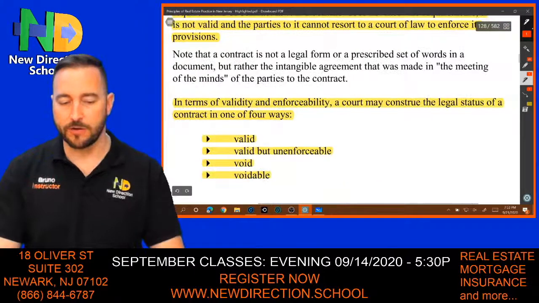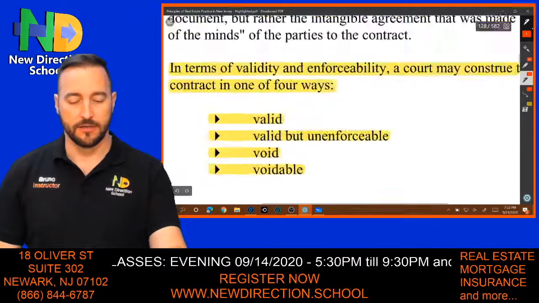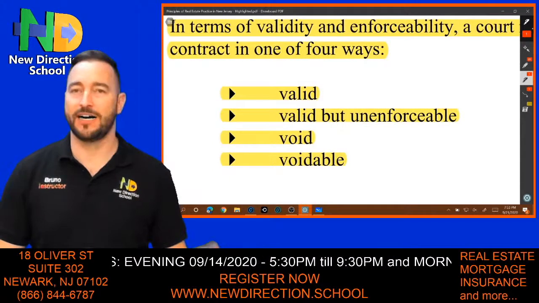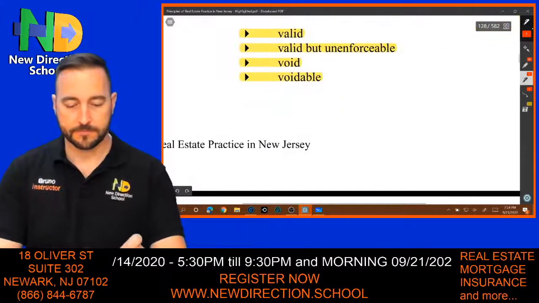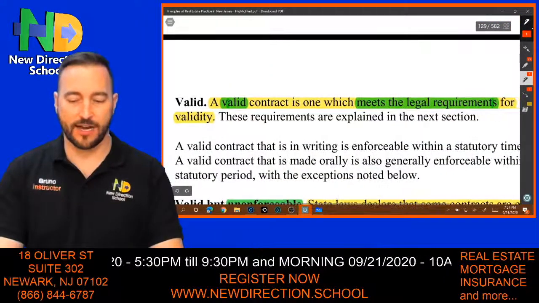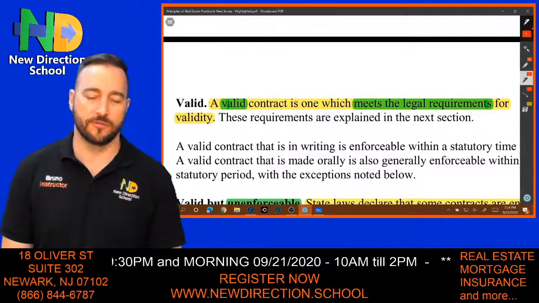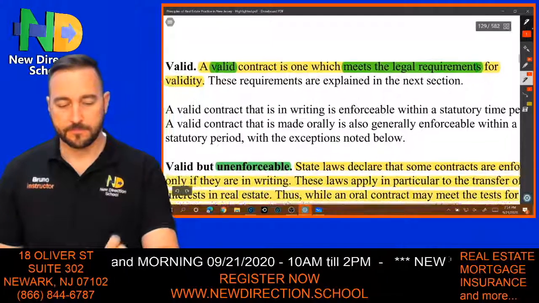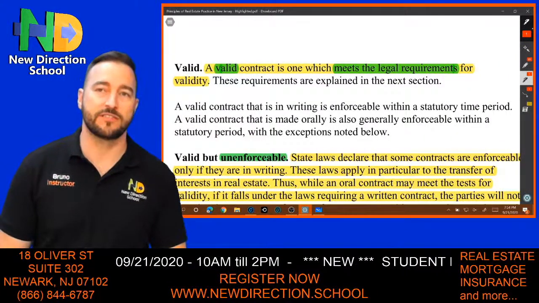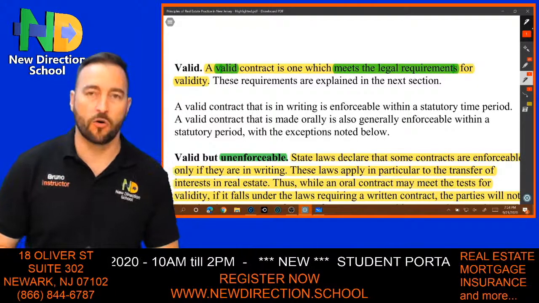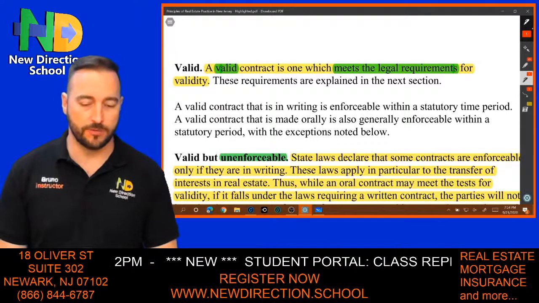So in terms of validity and enforceability, a court may construe the legal status of a contract in one of four ways. It could be valid but unenforceable. It could be void or voidable. Okay? So a valid contract obviously meets all the legal requirements for the validity. We're going to go over these in a little bit. A valid contract that is in writing is enforceable within a statutory time period. A valid contract that is made orally generally is also enforceable within a statutory period, with the exceptions noted below.